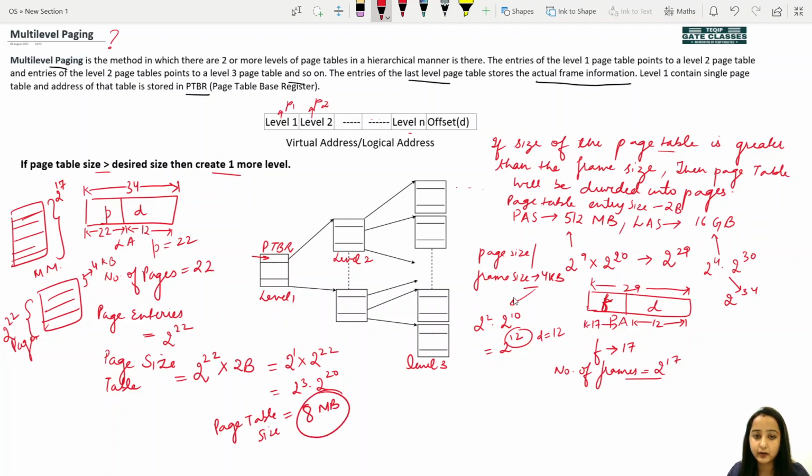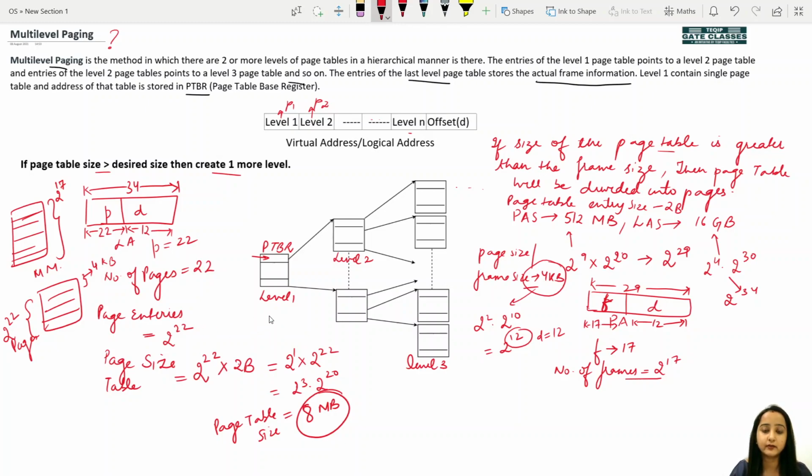And what page size has been given to you? 4 KB. But we know the page table size should be less than the frame size or page size, otherwise it will not be able to accommodate it. So from here we get the idea that we require multi-level paging, because it can't be accommodated in that particular frame, because 8 MB is greater in size than 4 KB. So we have to do multi-level paging.